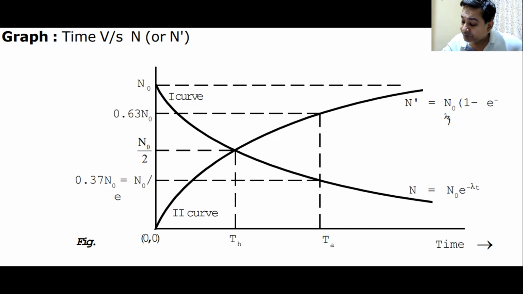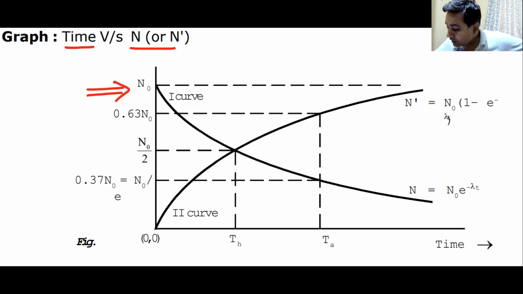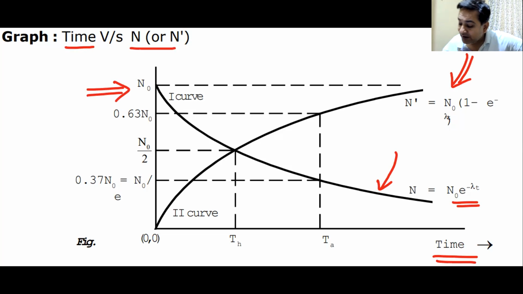This is a graph of time versus number of active nuclei. Do you see number of nuclei on the y-axis? Yes, sir. This is the time on the x-axis. And you can see an exponential curve. This is the curve of the number of active nuclei, and this is the curve of the number of nuclei which have decayed. Do we get this? Yes, sir. Then we have one time which is known as the half time, where the number of nuclei becomes half. Do we understand this?